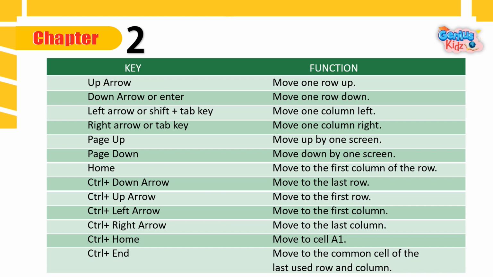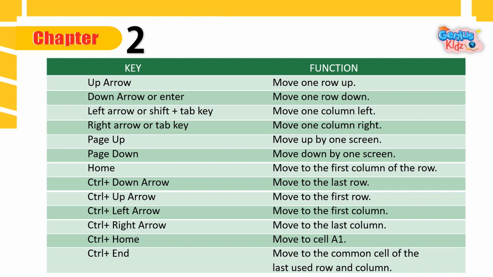move one column right. Page Up: move up by one screen. Page Down: move down by one screen. Home: move to the first column of the row. Control plus Down arrow: move to the last row. Control plus Up arrow: move to the first row.